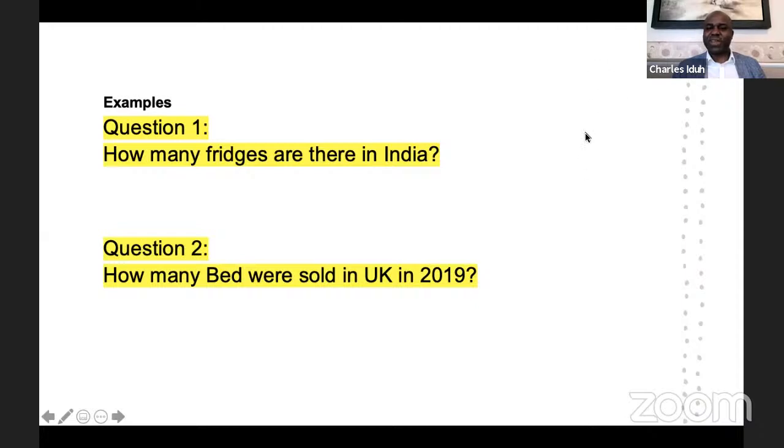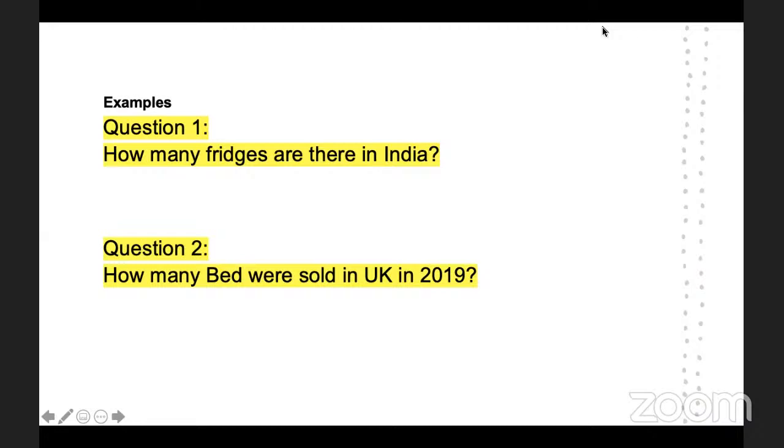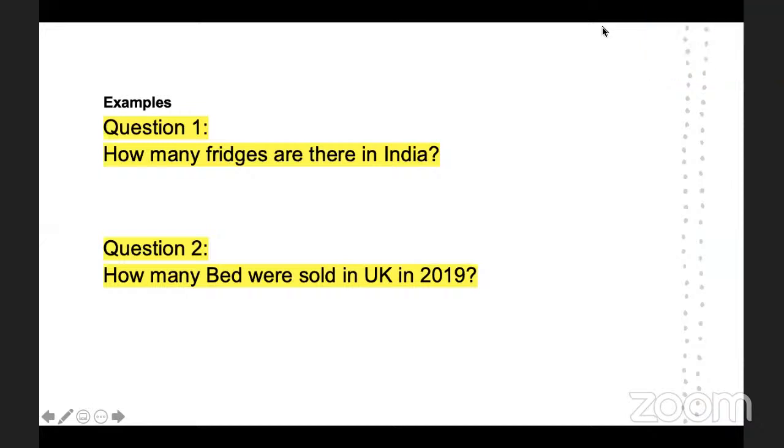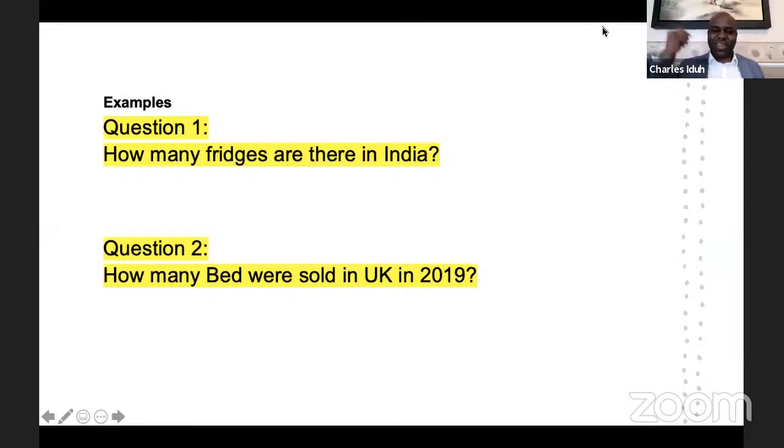How many fridges are there in India? We can see one or two breakdowns already. How many fridges are there in India? I need one more person. I can see Mr. Oye, I can see a tester, I can see Yemi, I can see Lily. How many fridges are there in India? You have to start thinking as a data analyst.